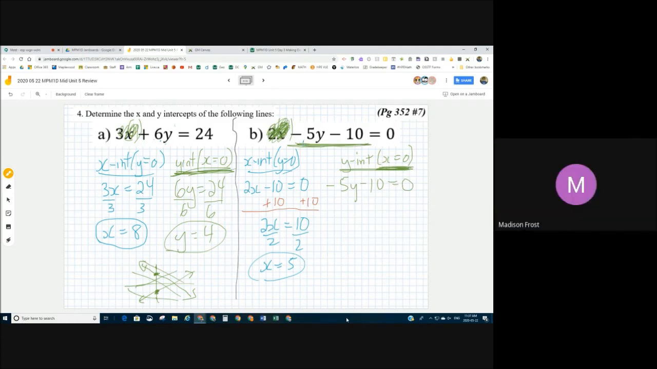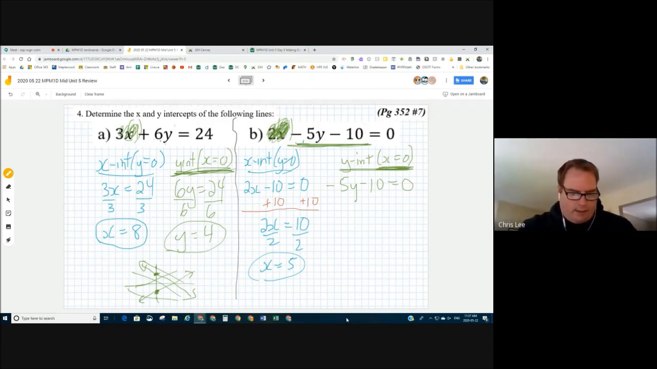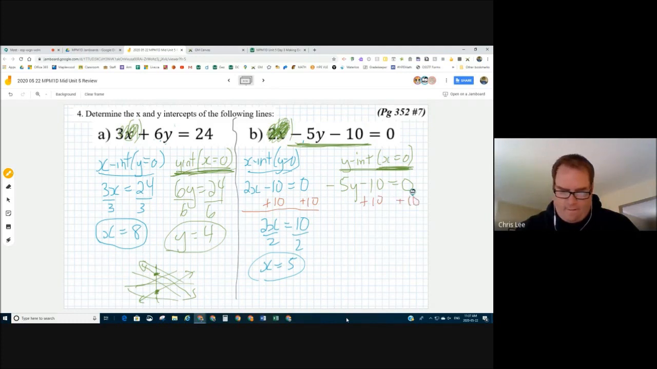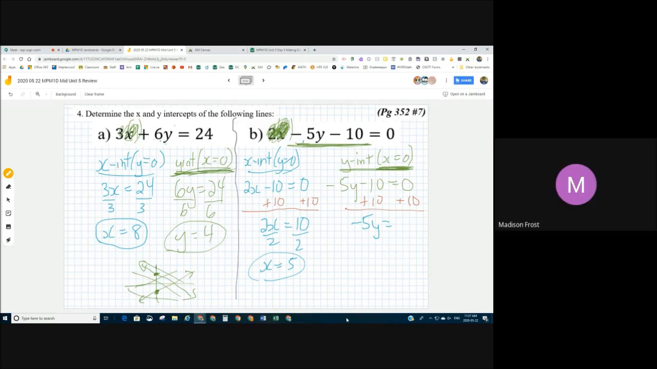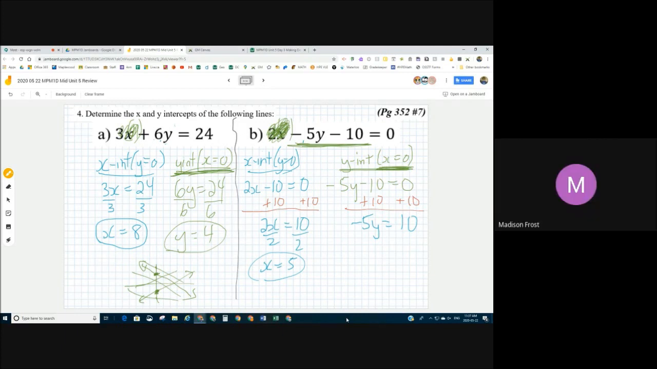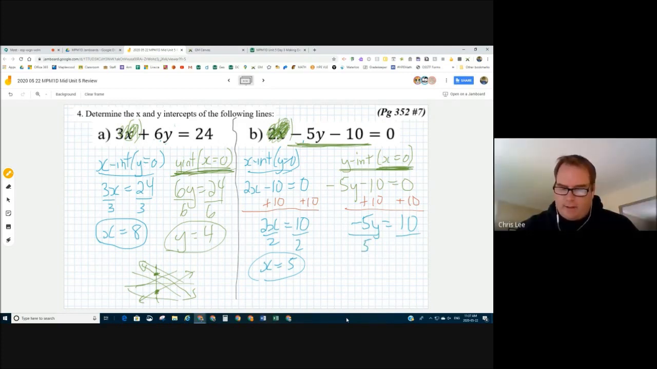Now let's try and do the same steps that we did over here in red. We're going to solve for this. If you have a minus 10, what's the opposite operation? Plus 10. Good. So that's going to leave me with negative 5y equals what? Plus 10. Yes. And then what do I divide both sides by to get y by itself? 5. It's not just 5. Negative 5. Yes. Sorry, I got to be picky there, right?